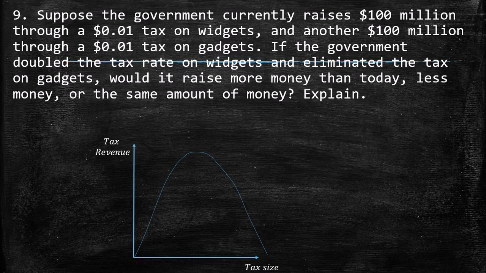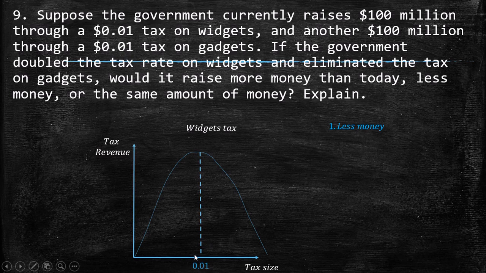So remember that now there's not going to be any tax on gadgets, so all the taxes are going to be just on widgets. So we are going to analyze the widget situation. So here we have the first case. When this changes, it will return less money. Why? Because imagine that we were before at this point.